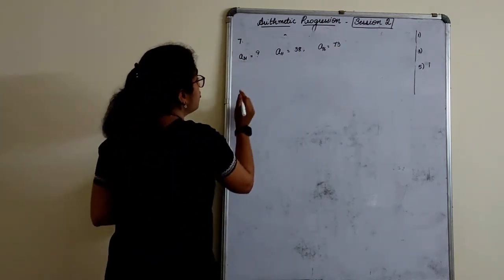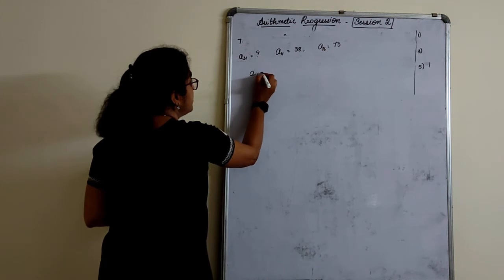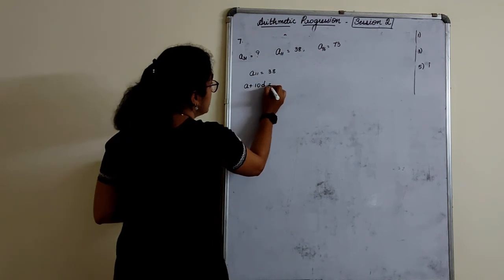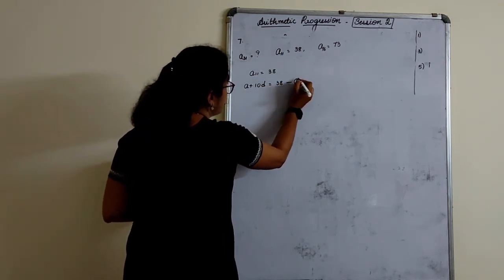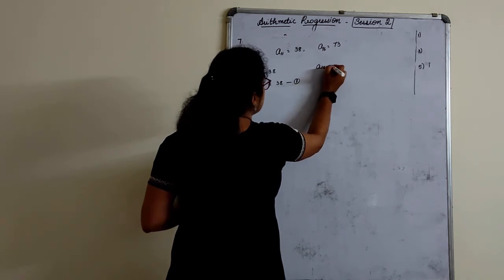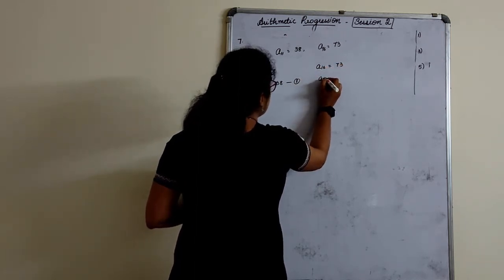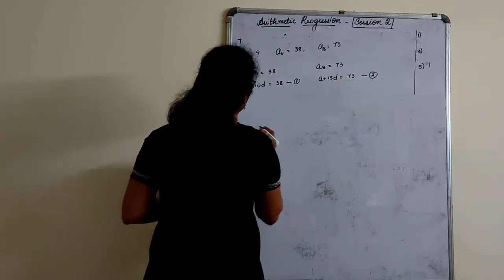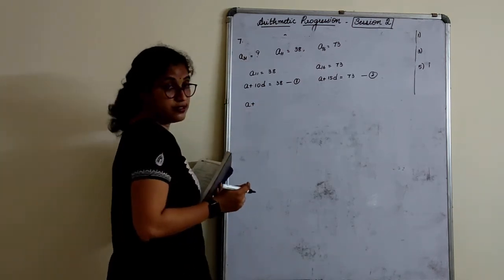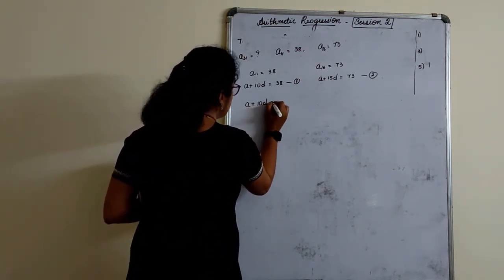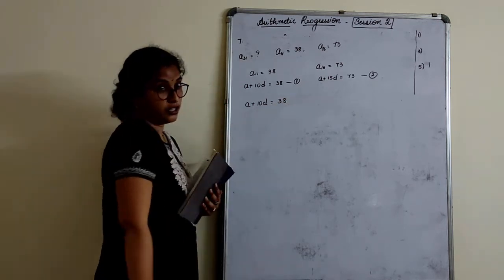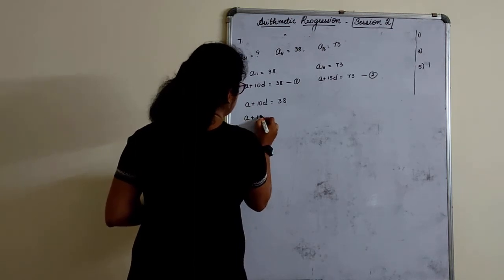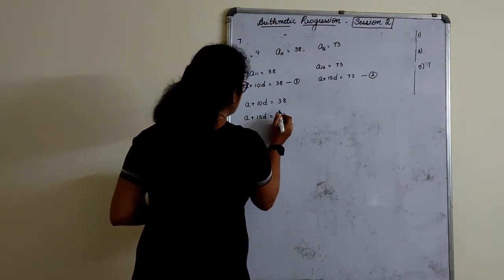Right? So, how do we write the 11th term? A11 is equal to 38. A plus 10D is equal to 38, equation 1. A16 is equal to 73. A plus 15D is equal to 73, equation 2. So, let's solve linear equations in two variables. Children, you can even use the substitution method if you want. It's up to you. Elimination is the easiest one we can use.